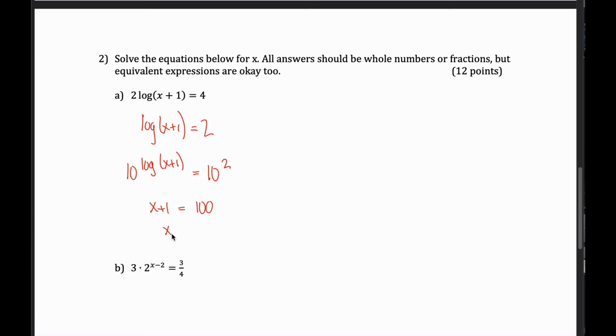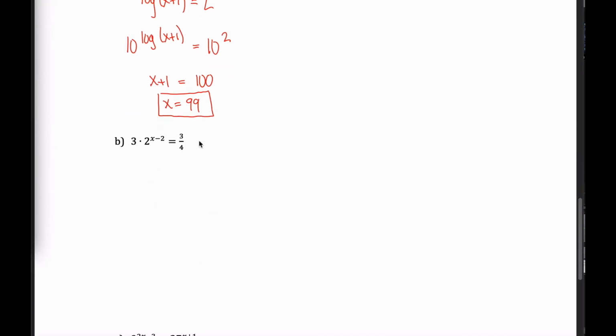So x plus 1 is 100, and therefore x is equal to 99. This second one is not a log equation, it's an exponential equation, but it will involve logs to solve it. I want to get at this x, so I'm going to have to take a log of both sides of the equation. It'll be easier to do so if this 3 weren't here, so maybe I'll start out by dividing both sides of the equation by 3, and that'll leave me with 2 raised to the x minus 2 power on the left side.